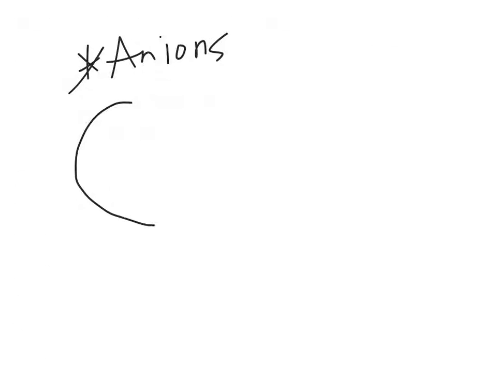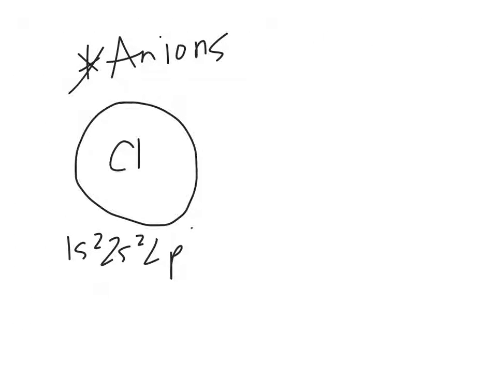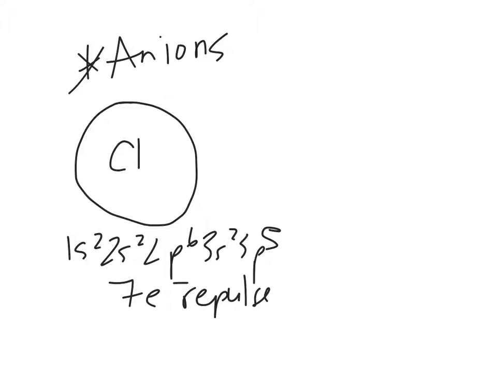So if we take our chlorine atom, which is 1s2, 2s2, 2p6, 3s2, 3p5. In this outermost valence shell, we've got 7 electrons that are repulsing each other.